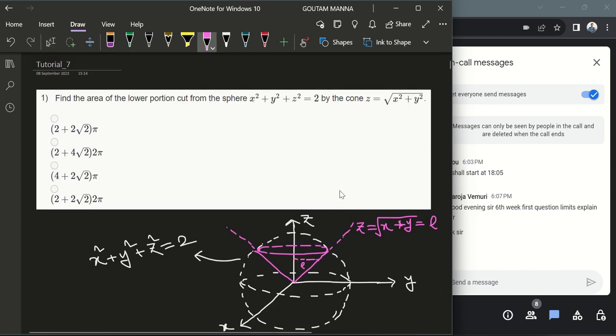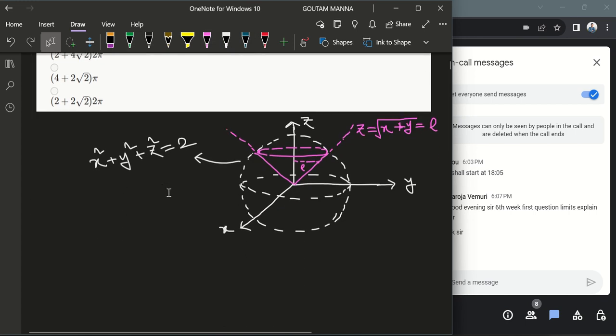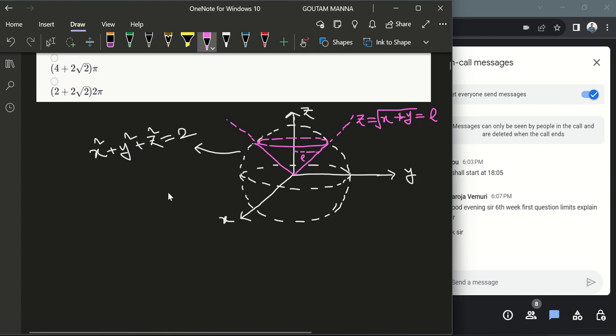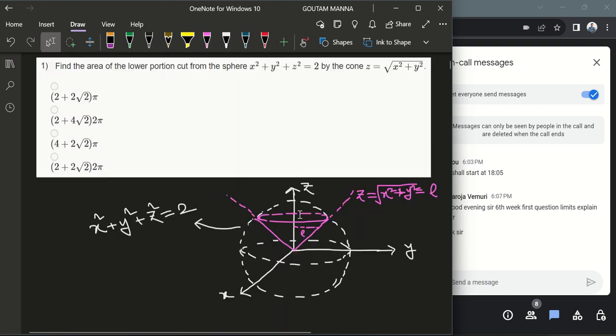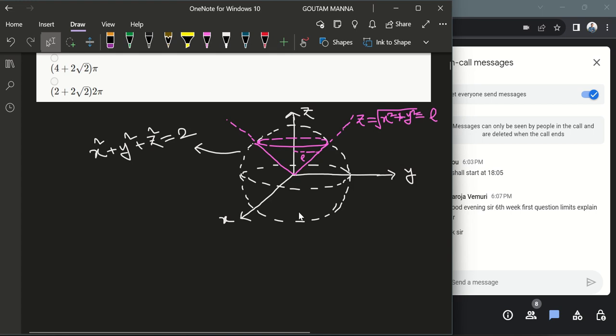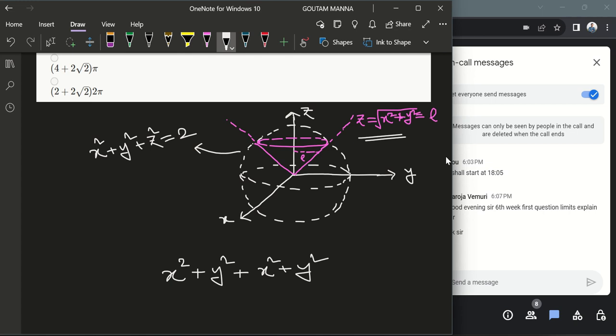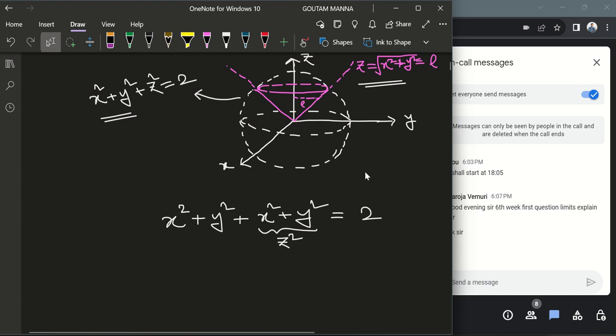So why will it cut? When these two equations agree with each other. The equation of this cone is z square equals x square plus y square, and the sphere is x square plus y square plus z square. So when they touch, these two equations will agree, and z square will be x square plus y square. If I put the equation of the cone in the equation of the sphere, then x square plus y square plus z square, and the cone also satisfies this touching point, so it will be x square plus y square again.